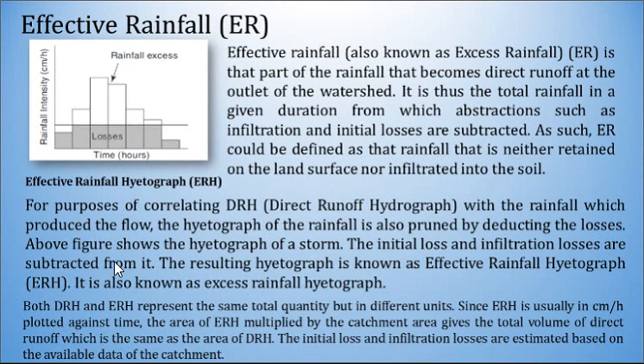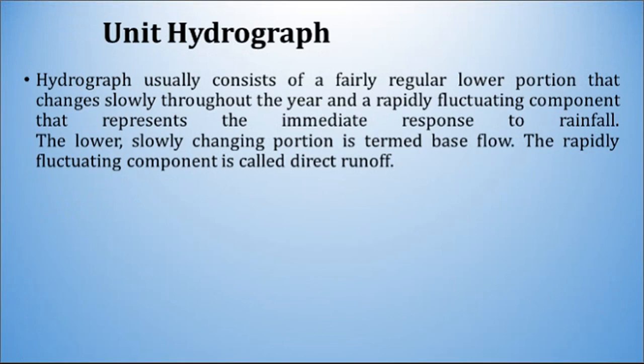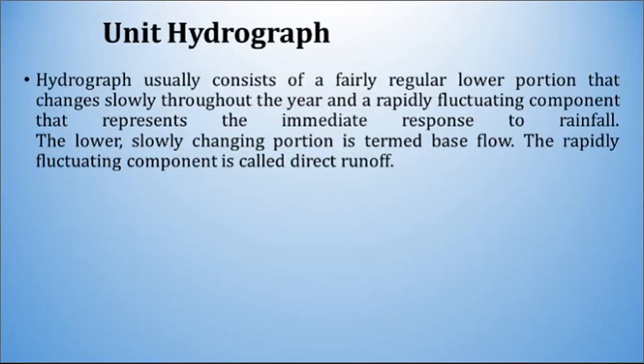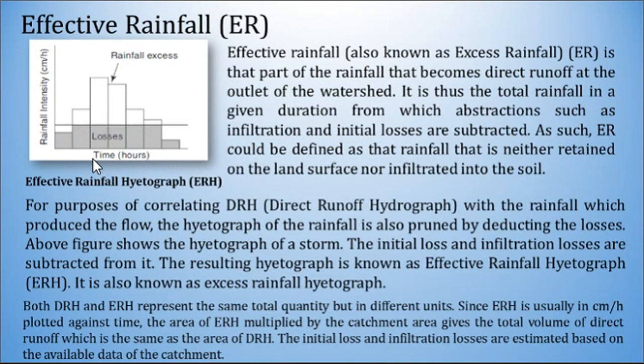Then effective rainfall. We have to understand this term to know the rainfall excess, as stated earlier. Rainfall excess. Let us see the figure over here. It has time in hours on the x-axis and rainfall intensity in centimeter per hour on the y-axis. The figure is a graphical representation in the form of a bar chart which shows losses below this particular line and the remaining portion which will turn into the runoff. It is called rainfall excess.